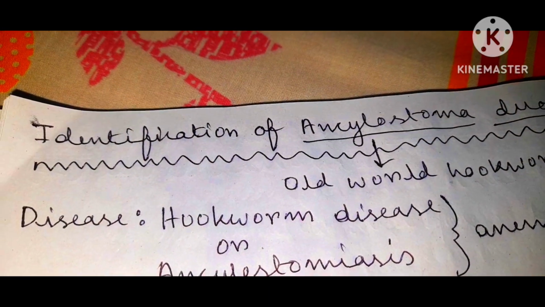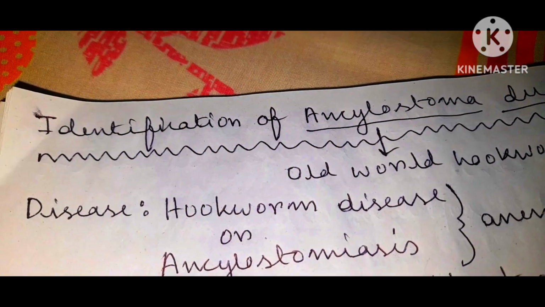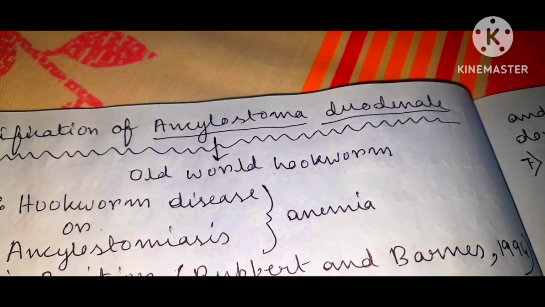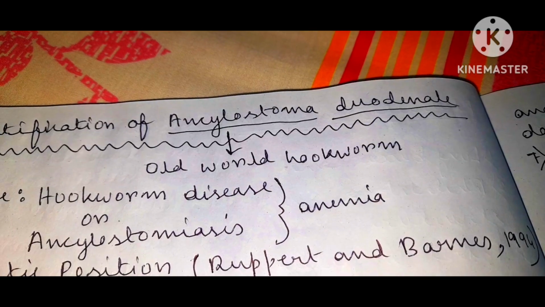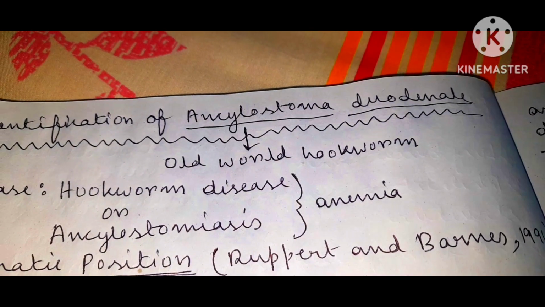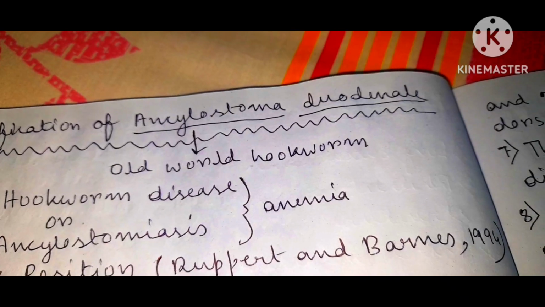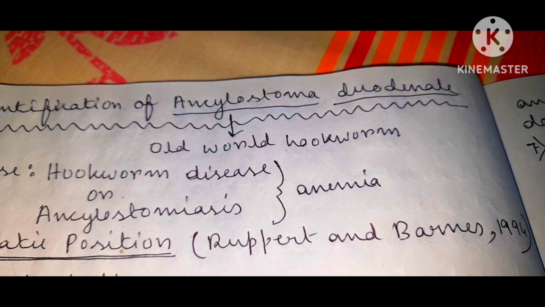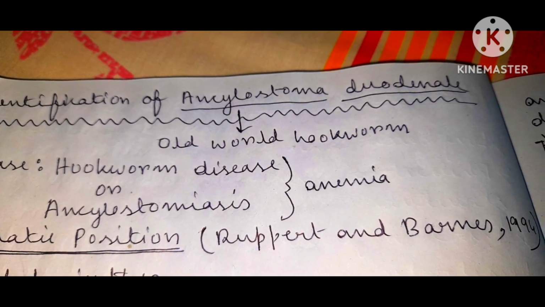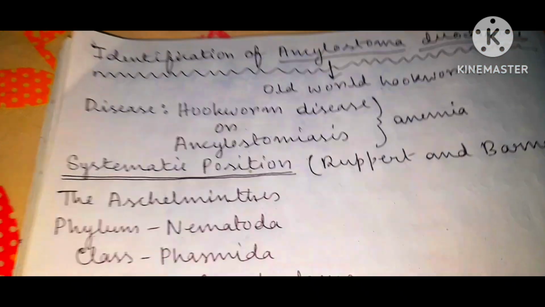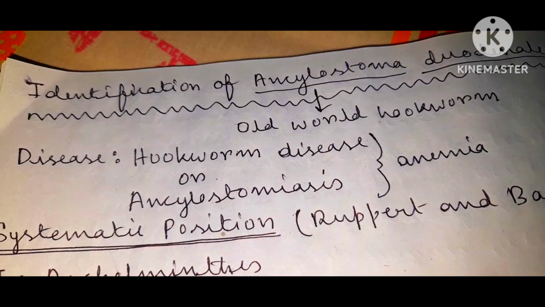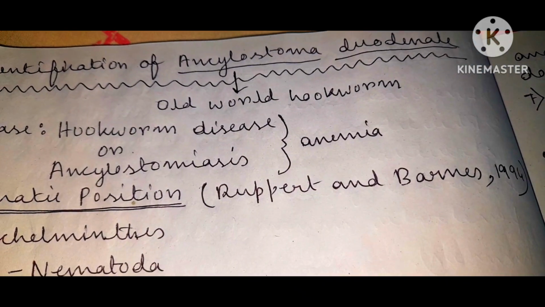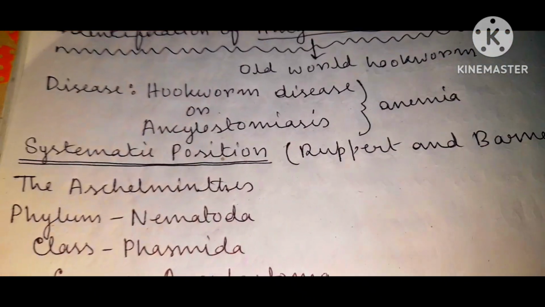Today I am going to discuss with you the identification of Ancylostoma duodenale for your upcoming Parasitology practical exam of SEM 4 under CCF of University of Calcutta. Ancylostoma duodenale is also known as Old World hookworm. This is the general name of Ancylostoma duodenale. The disease caused by this parasite is hookworm disease or ancylostomiasis. Both of the diseases cause anemia.